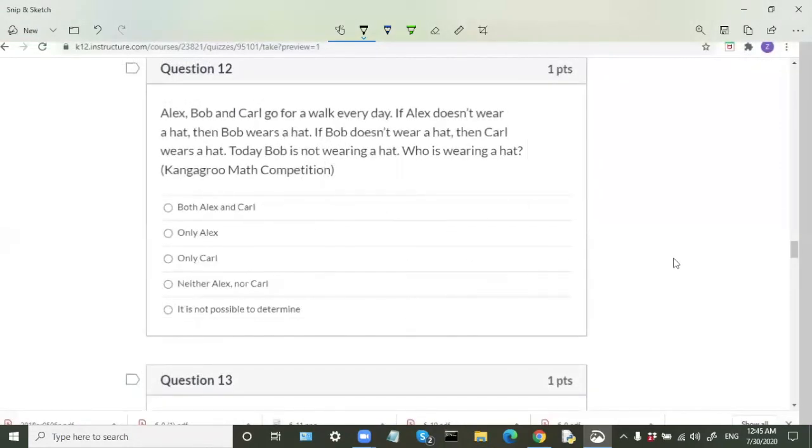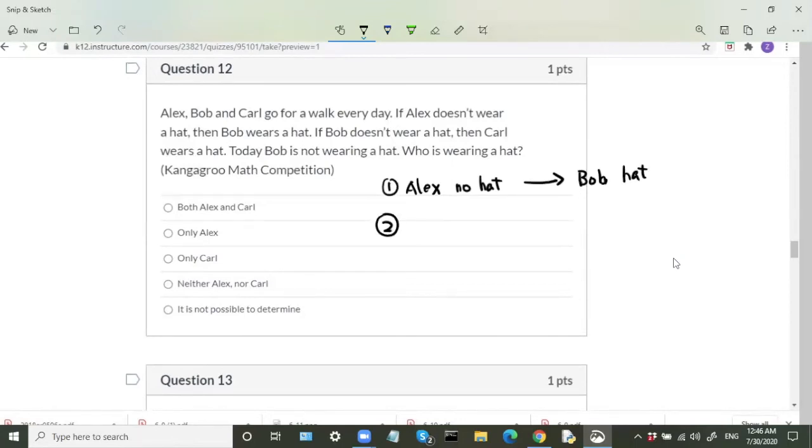Problem 12, Alex, Bob, and Carl go for a walk every day. If Alex doesn't wear a hat, then Bob wears a hat. If Bob doesn't wear a hat, then Carl wears a hat. So today, Bob is not wearing a hat. So who is wearing a hat? So, okay, let's write down this information. So the first one is Alex. Okay, no hat. So then Bob will wear a hat.